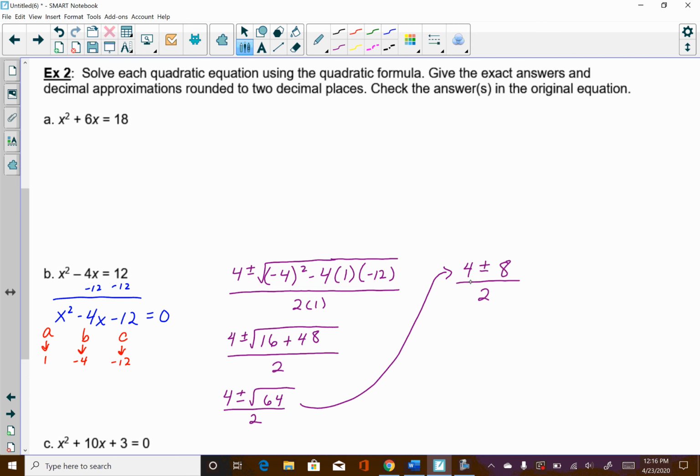Now, our answer here, we have 4 plus or minus 8 all over 2. So you should be able to give me 2 distinct answers. That means you have 4 plus 8 divided by 2, and you have 4 minus 8 divided by 2. Of course, 4 plus 8 is 12 divided by 2, which is 6. So that's one answer. 4 minus 8 is negative 4, divided by 2, and that gives me negative 2. So 6 and negative 2 are our final answers.